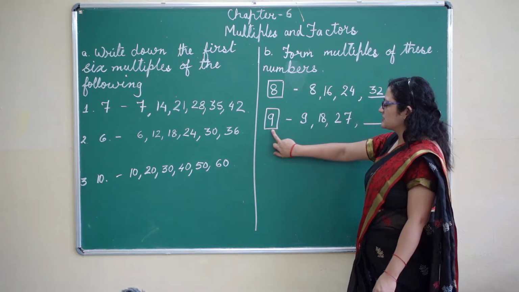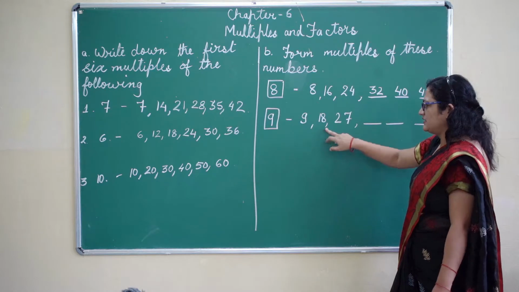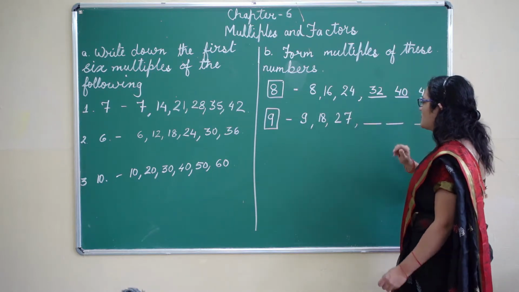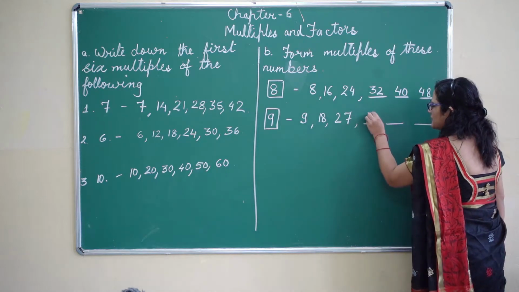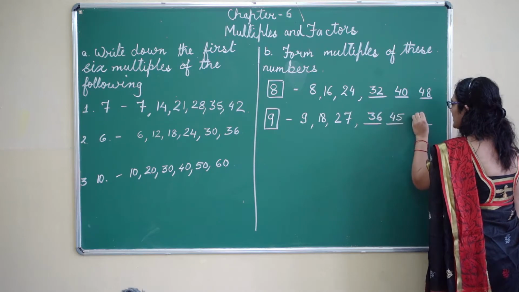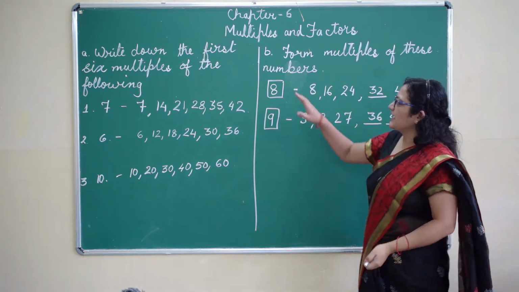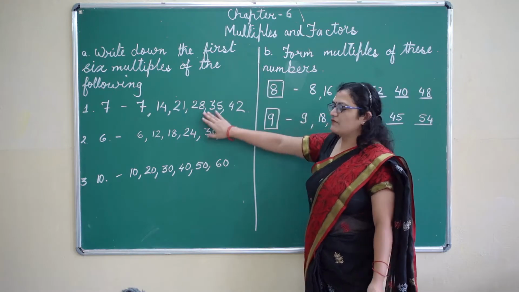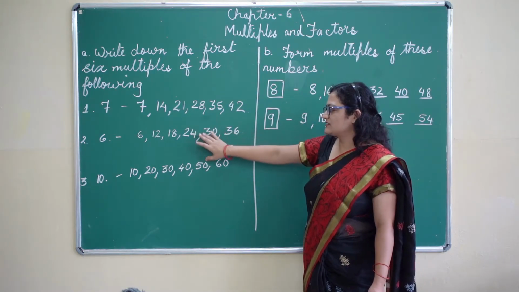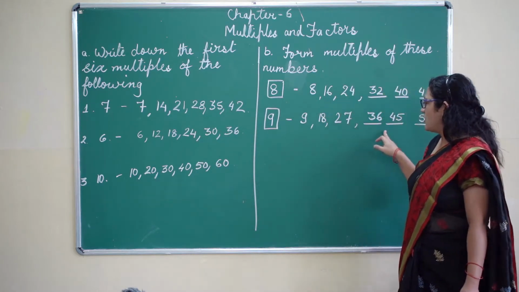Okay, next we have to again write the multiples. We have to find the multiples of 9, that is 9 ones are 9, 9 twos are 18, 9 threes are 27. This is already given in the question. Now we have to write further. 9 fours are 36, 9 fives are 45, 9 sixes are 54. Okay. So first topic, that is multiples, means we have to write the table of that number, that is 7 or 6, whatever it is asked, like 9. So we have written the table of 9.